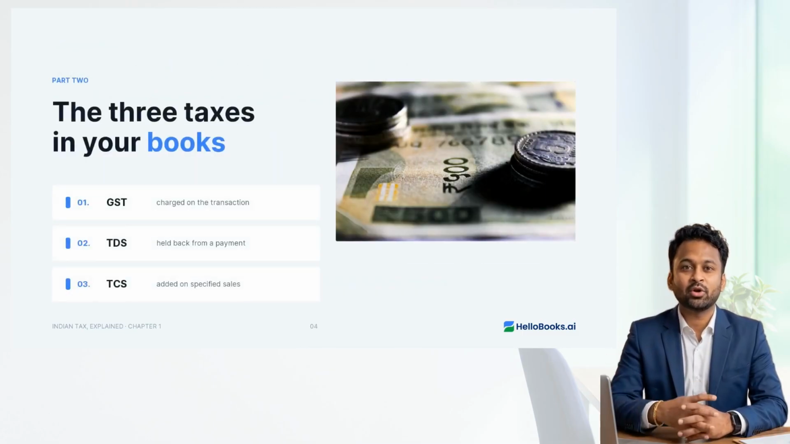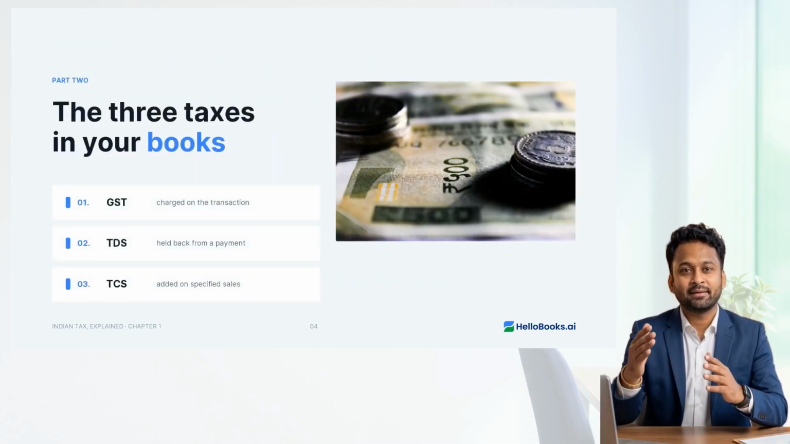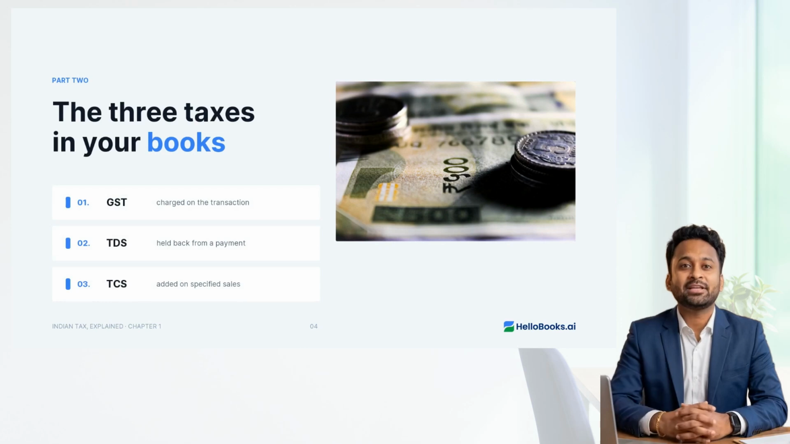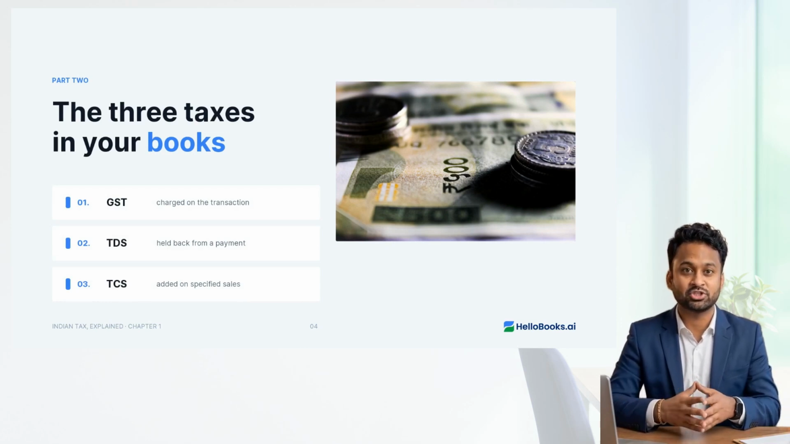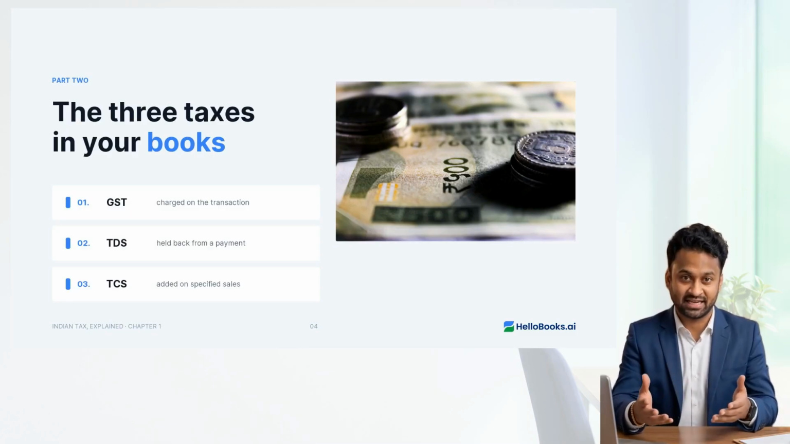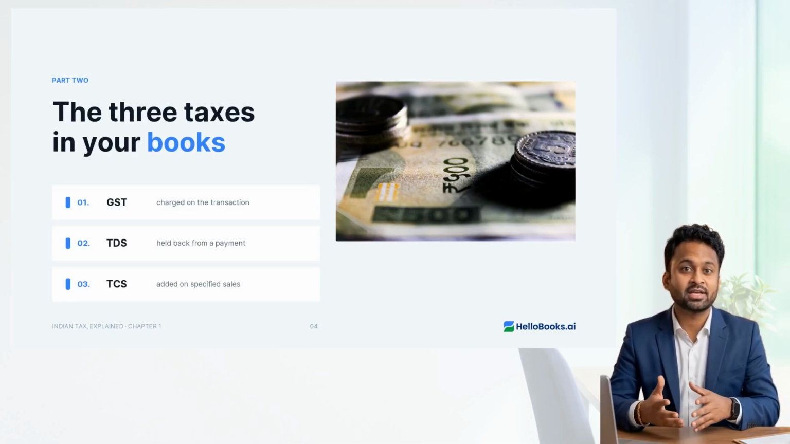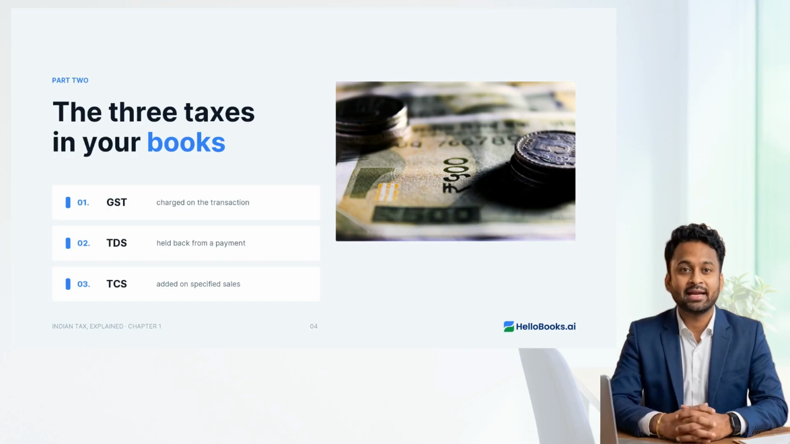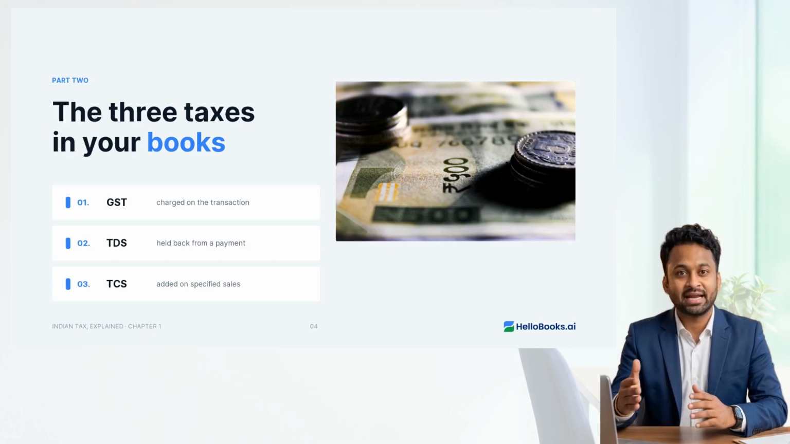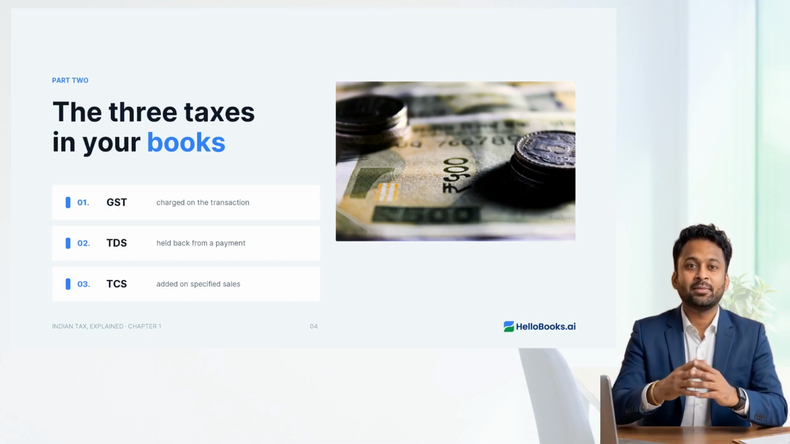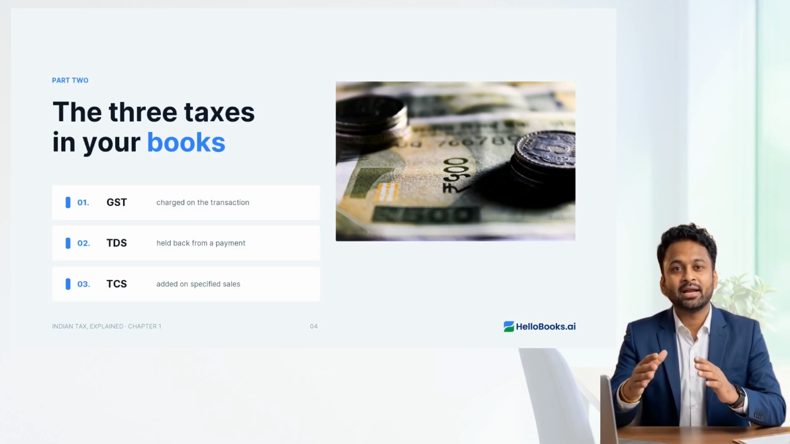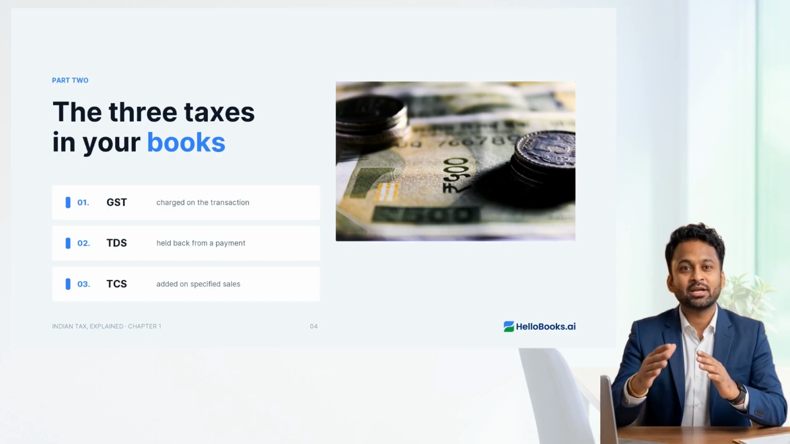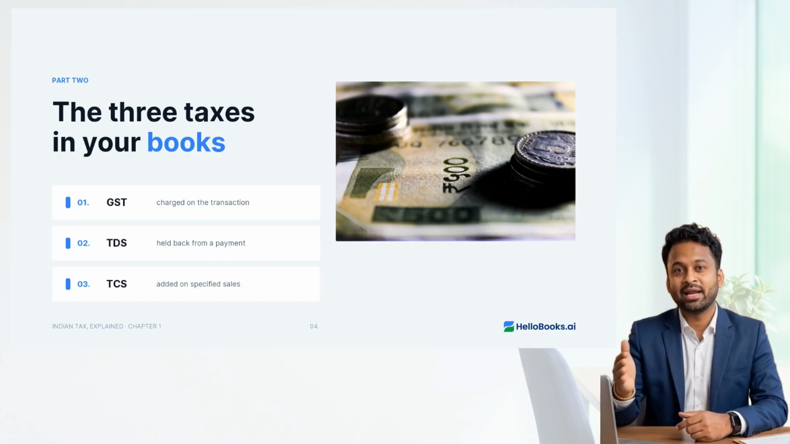3 taxes do all that work, and the names matter. GST, Goods and Services Tax, sits on the transaction itself, on every sale and every purchase. TDS, tax deducted at source, is held back from certain payments before the money leaves your hands. And TCS, tax collected at source, is added on top of specified sales. Each one gets its own account in your ledger, and not one of them belongs in your income. Chapter 2 takes each one into the ledger.